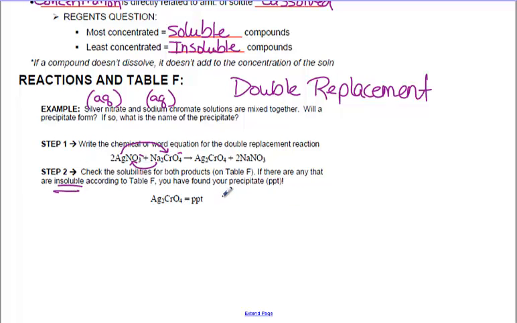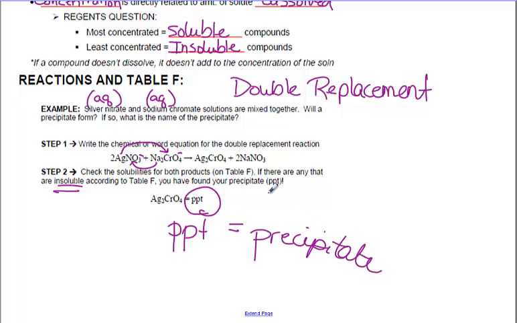Now I'm going to look on my table F, and it tells me that anything with a chromate combined with silver is going to be insoluble, therefore I have a precipitate. We're using PPT equals precipitate. And that's right there.